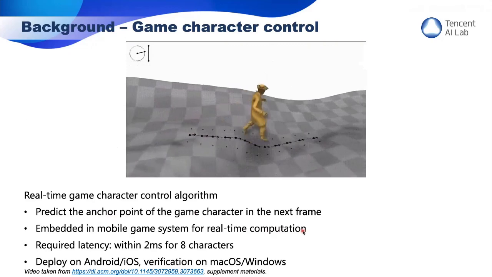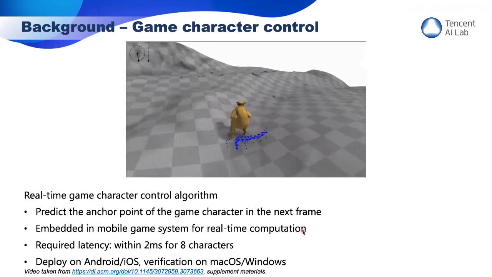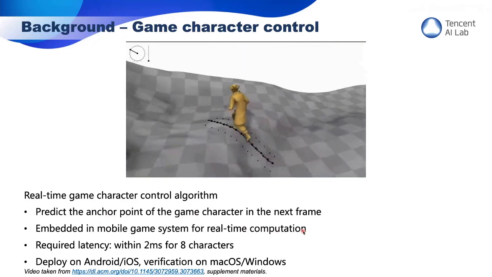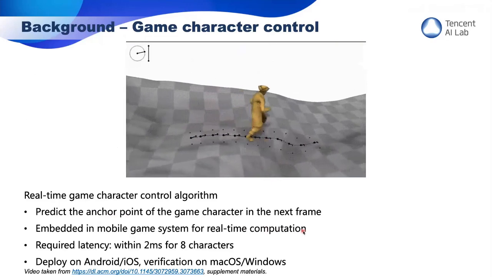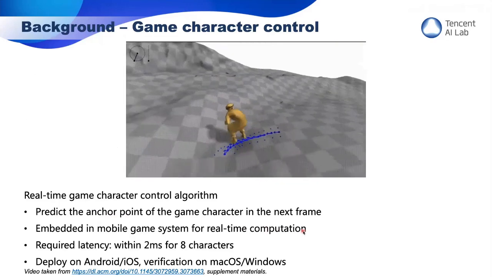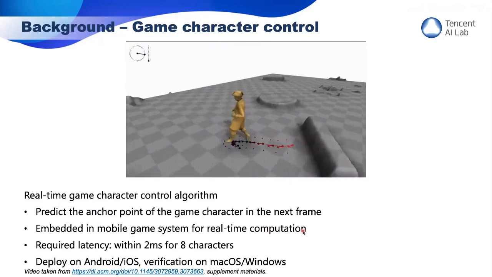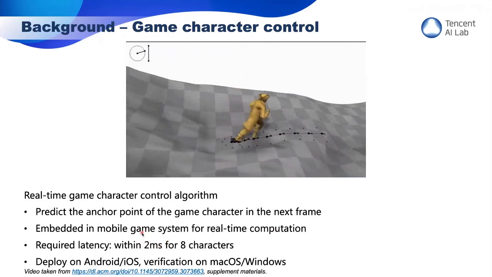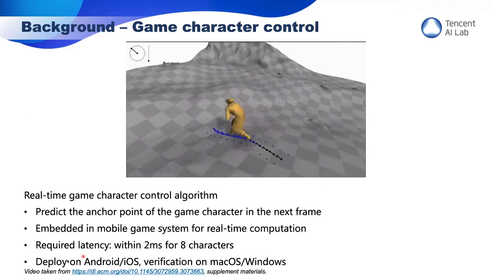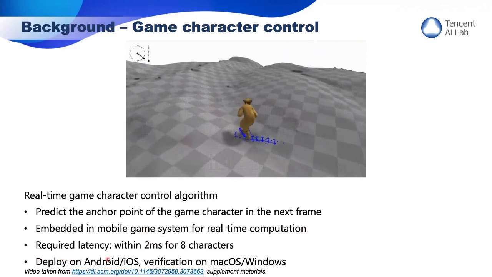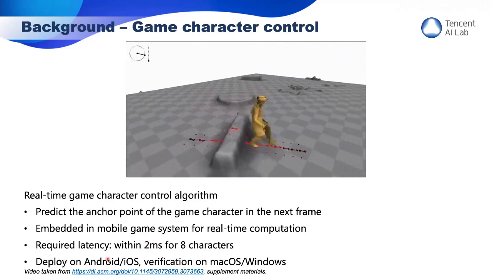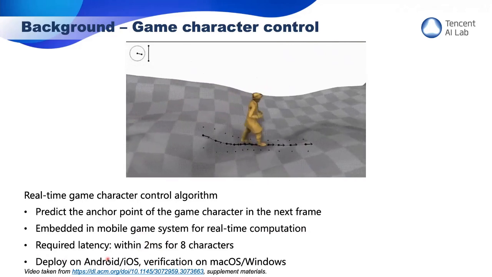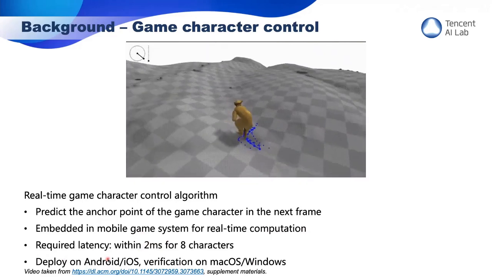So this is not a cloud computing scenario, so the latency here has a very high requirement. If we have 8 characters in the game scene, we want the inference latency to be within 2 milliseconds. This is a very high requirement. And finally, the entire project will be deployed on Android and iOS on cell phones, and will be developed on macOS and Windows platforms. So cross-platform support is a very important feature for us.